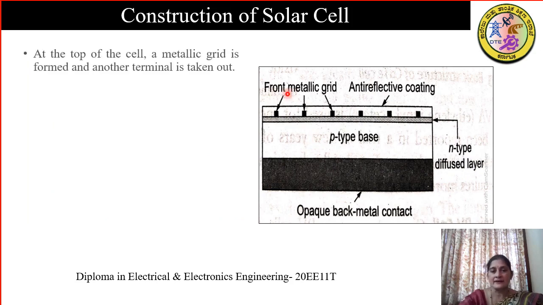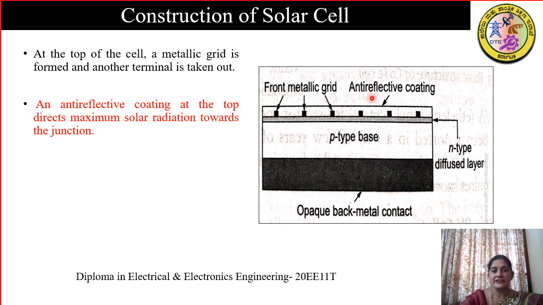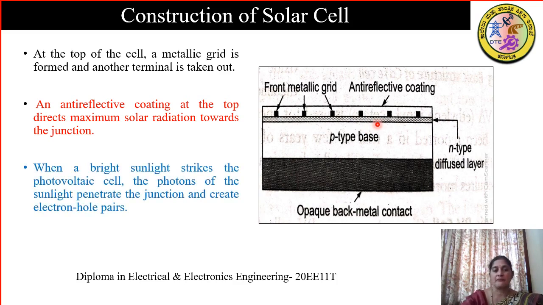A metallic grid has been provided at the top to make sure that the electrons can be taken out of the cell to the external circuit. An anti-reflecting coating is provided so that whatever rays of light come in, they are not able to escape out, and the maximum amount of light gets absorbed by the material. So when bright light or sunlight falls on this material, the photons of light given out by the sunlight will be absorbed and electron-hole pairs are created at this junction.